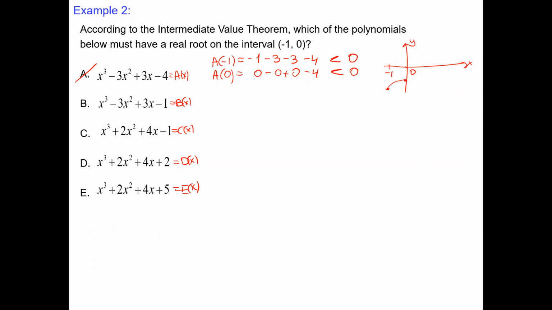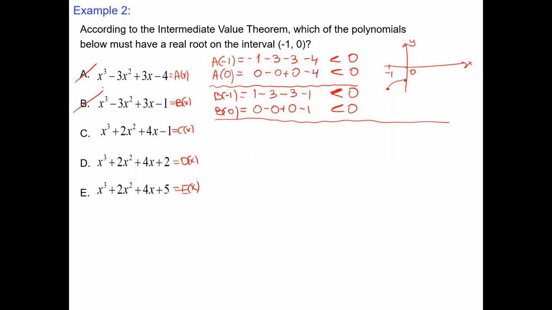Okay, let's do the same thing for B. We have to just check the functions. B at -1, B at 0. B at -1 is 1 minus 3 minus 3 minus 1. Of course, a negative number, less than 0. When we substitute 0, it's also negative. Both negatives. That's not a guarantee. We're looking for one positive, one negative.